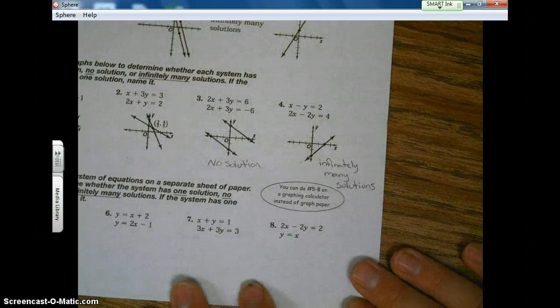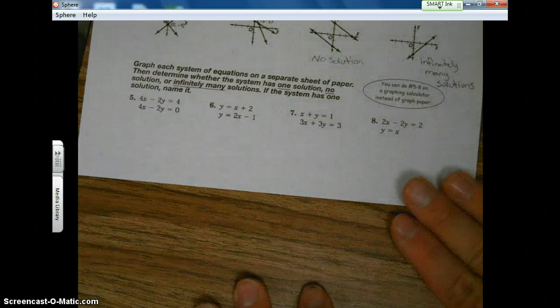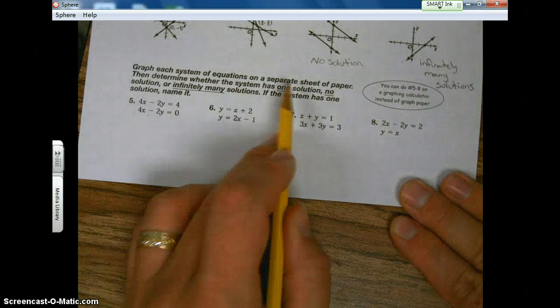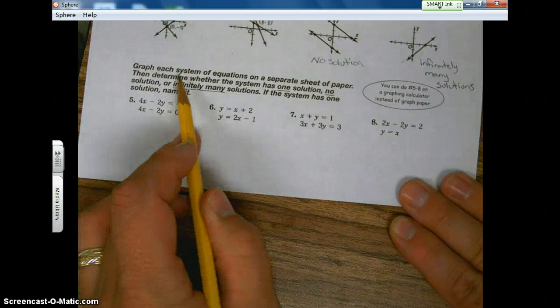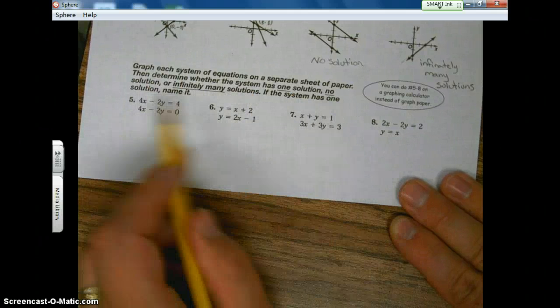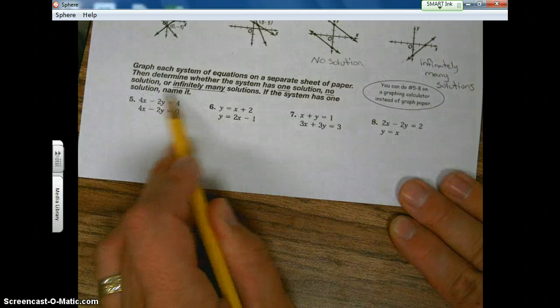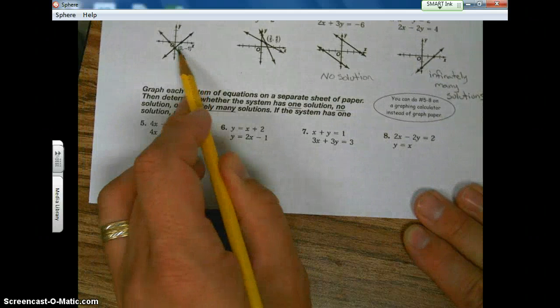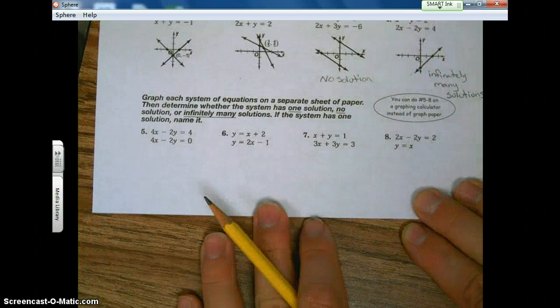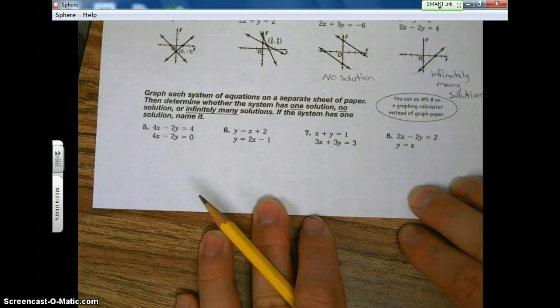Infinitely. Okay? So let's look down below. It says, graph each system of equations on a separate sheet of paper, then determine whether the system has one, no, or infinitely many solutions. If the system has one solution, name it. Remember, naming it means give me the coordinate or the ordered pair for that point. So let's take a look at number 5.